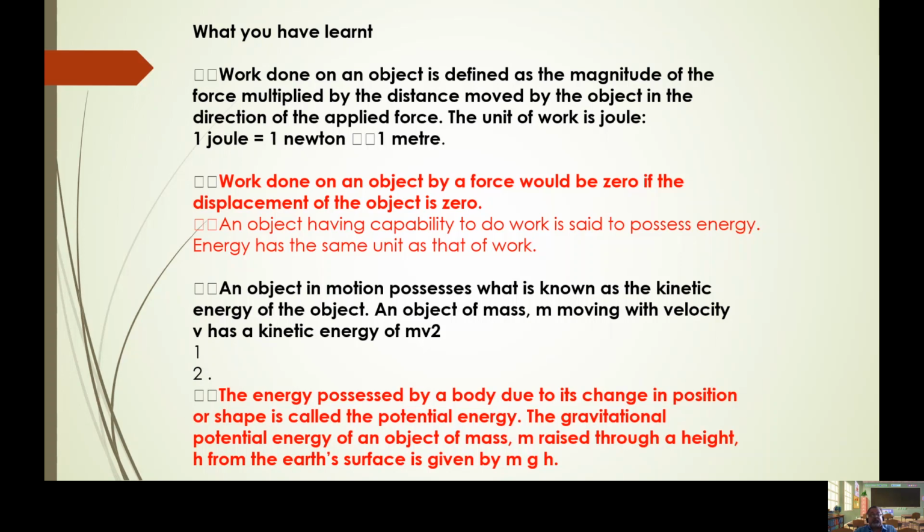The energy possessed by a body due to its change in position or shape is called potential energy. The gravitational potential energy of an object of mass m raised through a height h from the Earth's surface is given as mgh, mass into gravitational constant into height.